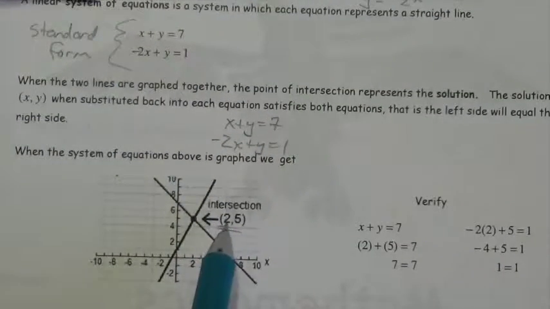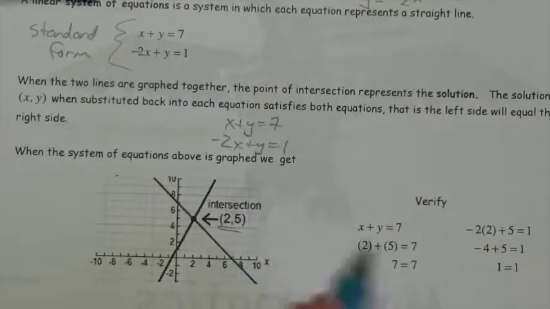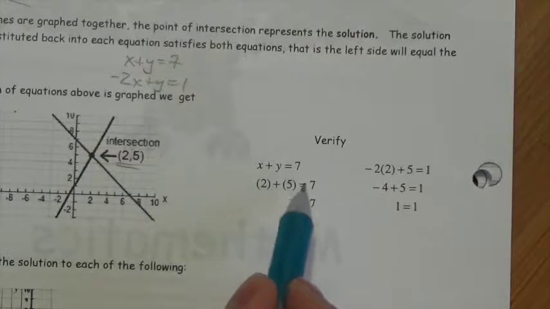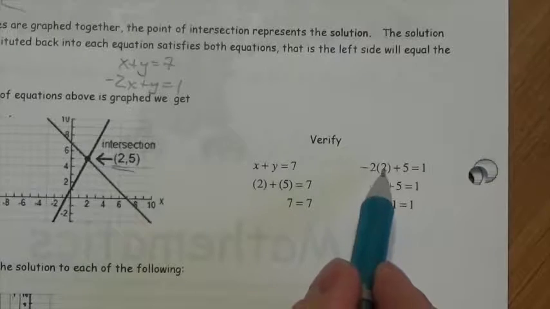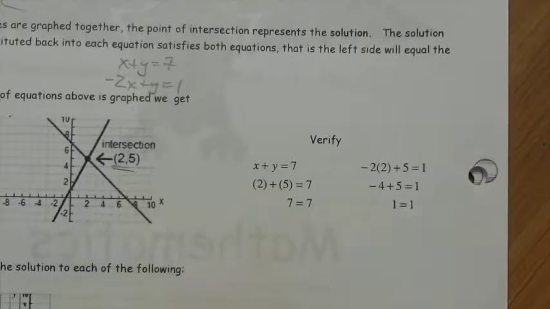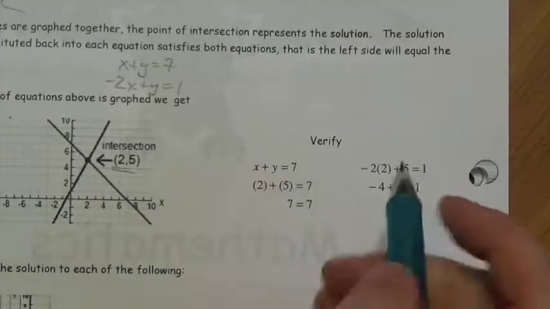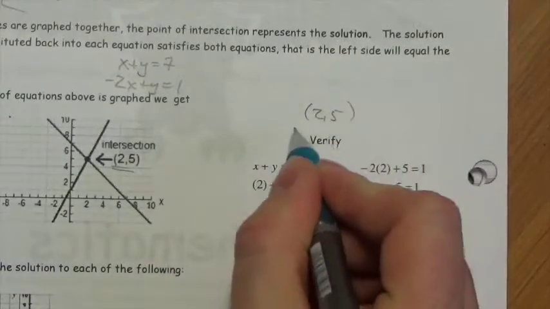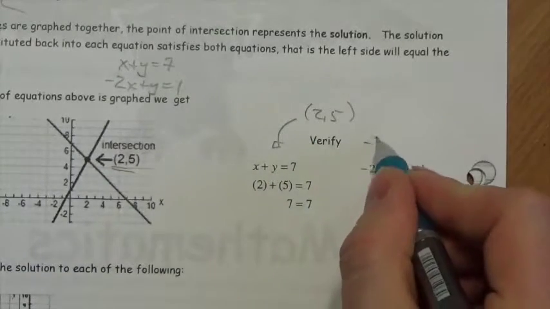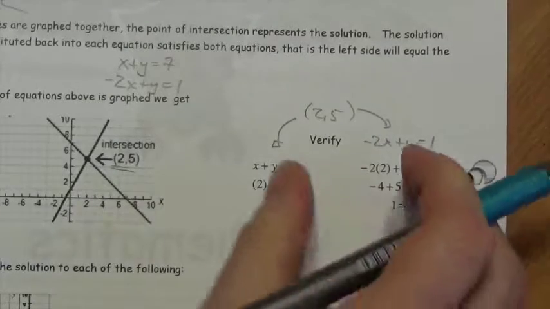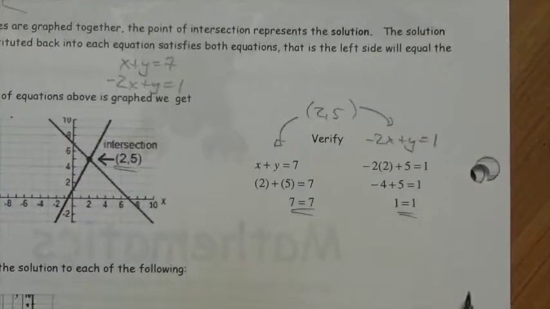The solution, the point (2, 5), is the solution, because if you plug that in, 2 plus 5 gives you 7. -2 times 2 is -4, plus 5 is 1. So by substituting in that point, (2, 5), into this equation and into this equation, it makes true statements out of both of them when we evaluate.